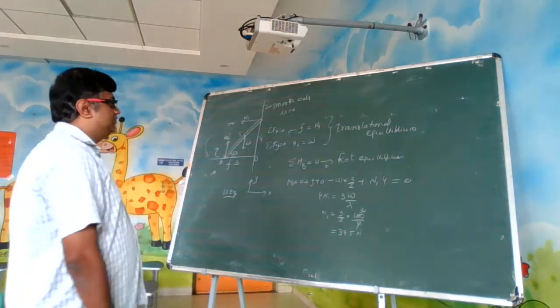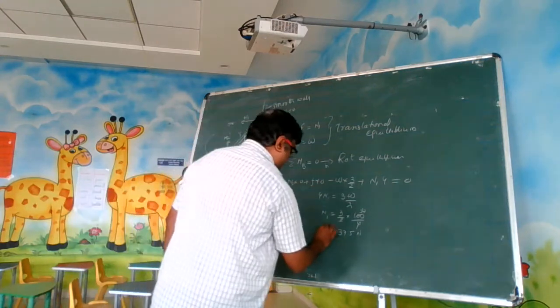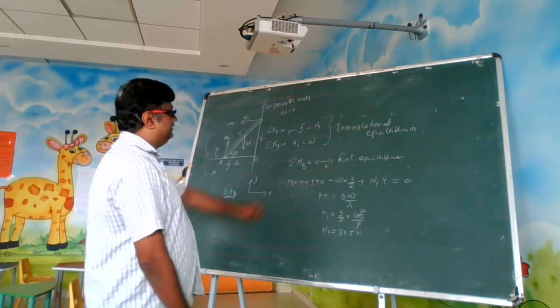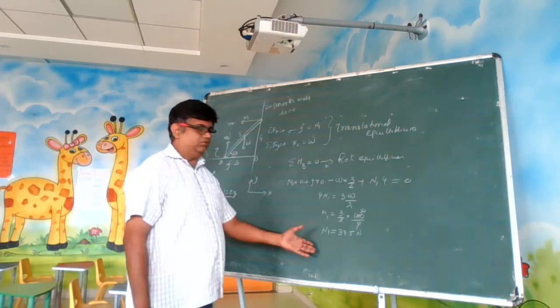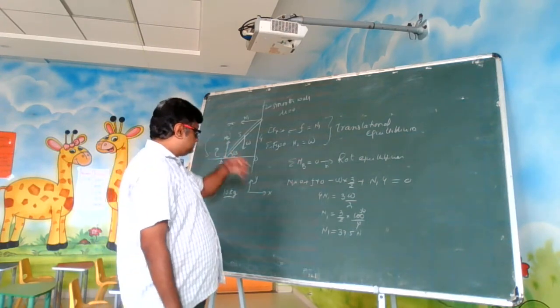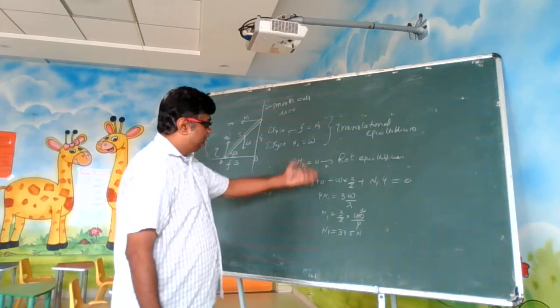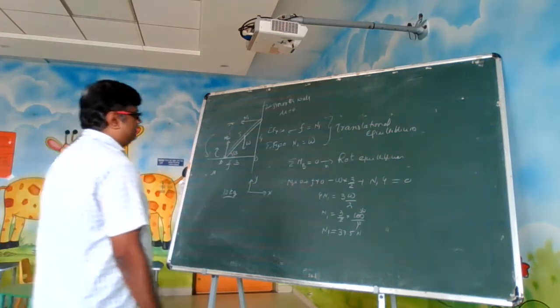37.5 newtons. Once you have got the value of N1, can I find the value of friction? I can find the value of friction. It is also N1 only. So once I think you have solved all the unknowns. Here, what is the problem?